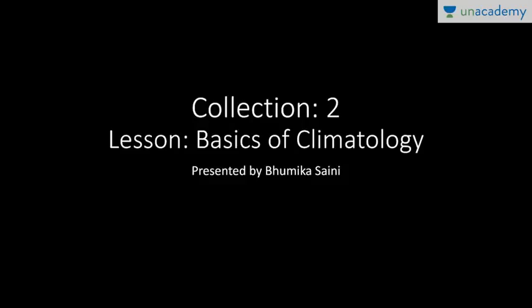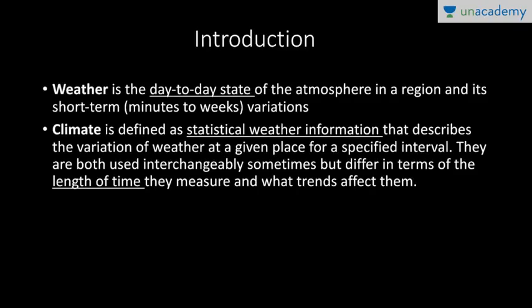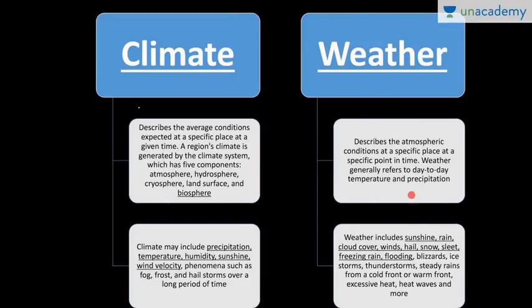Hello everyone. So today we'll discuss the basics of climatology. Now, what is weather and what is climate? Weather is the day-to-day state of the atmosphere in a region. Remember, it is the day-to-day state. And climate is statistical weather information, that is, the average of weather conditions over a period of time. Although sometimes these terms are used interchangeably, they differ in terms of the length of time they measure. So let's discuss the difference between climate and weather.